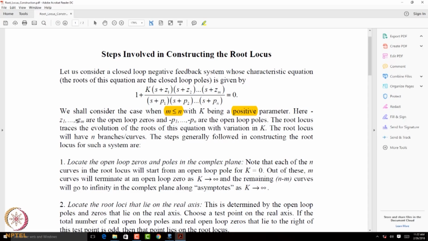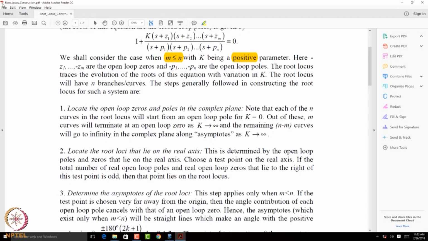And we know that minus z1 through minus zm are the open loop zeros, and minus p1 through minus pn are the open loop poles. The root locus traces the evolution of the roots of this equation with variation in k, and as we discussed, the root locus will have n branches or curves. So suppose you are given a particular open loop transfer function, how do you go about constructing the root locus? You just need to follow these steps. That's all there is to it.